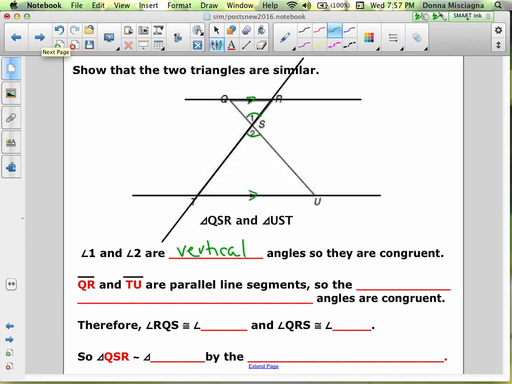Oh, and by the way, I think this one is also in your notes, right next to the one we just did. All right, so here you can see we have two parallel lines. So QR and TU are parallel line segments. So the blank angles are congruent. All right, so if we take a look there, we've got parallel lines. I can pick either one of these transversals, but I'll pick this one because I already made it darker. And we have a transversal here.